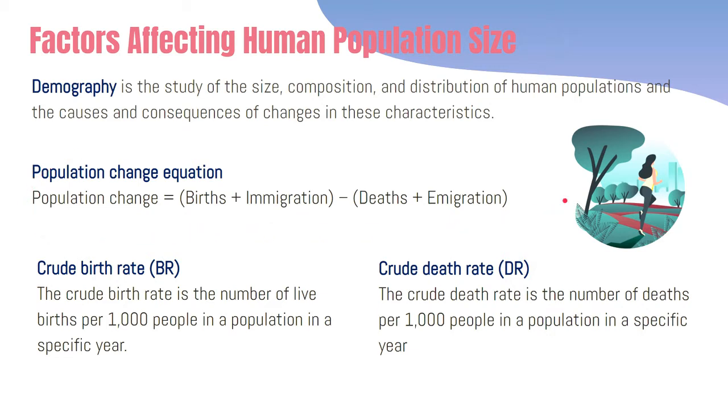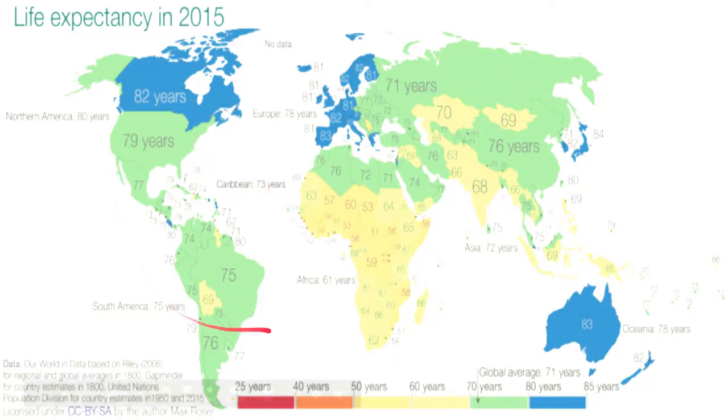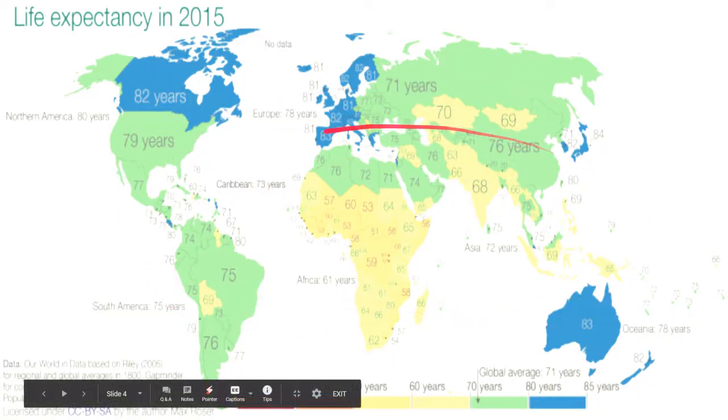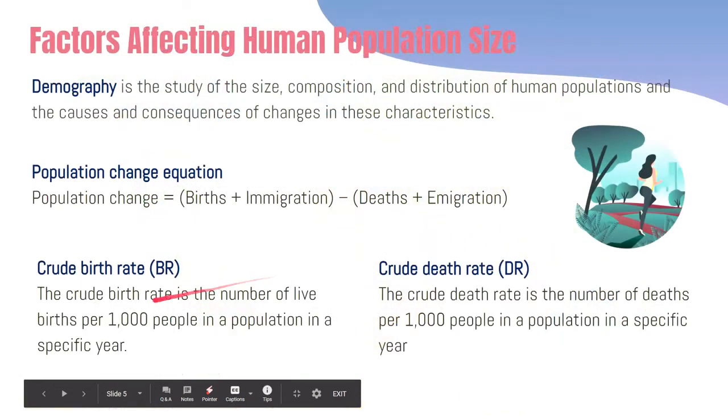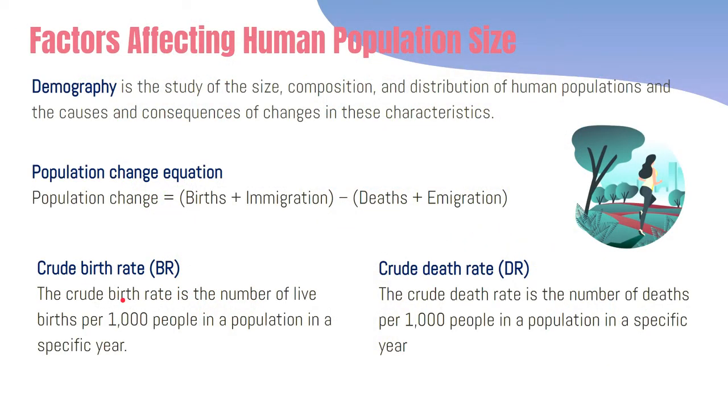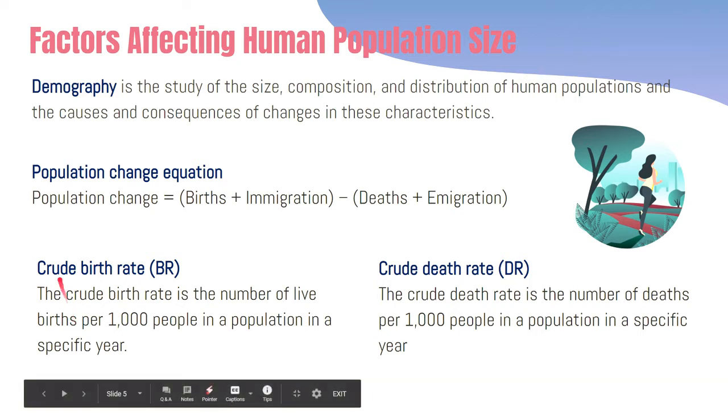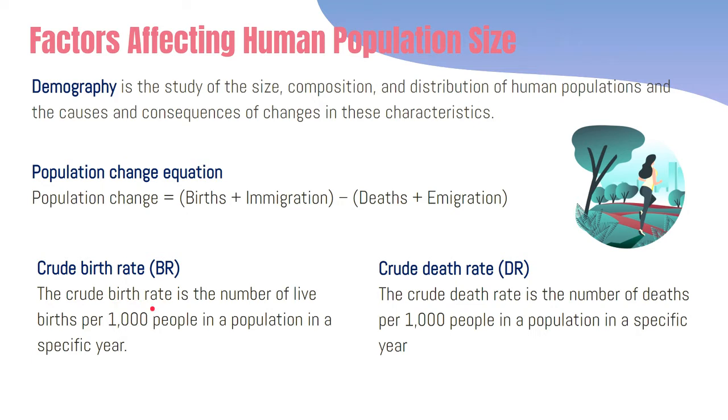Another way to visualize human population size is by looking at its crude birth and death rate. If you notice, there are differences in the population sizes. So to have a better idea of how big or how small a population is, we can look at their crude birth rate. Crude birth rate is the number of live births per every 1,000 people in a population in a specific year.